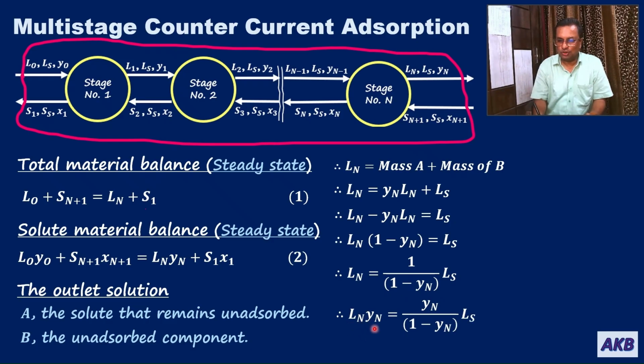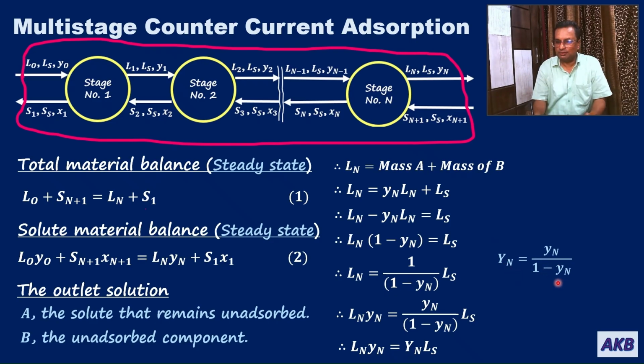So it will be Ln into small yn, that is equal to small yn divided by 1 minus small yn into Ls, and then small yn upon 1 minus small yn is nothing but capital Yn. So therefore you have this equation: Ln into small yn is equal to capital Yn into Ls. In this case, capital Yn is small yn upon 1 minus yn. That is, the term Ln into yn that is present in equation number 2 can be replaced with the term capital Yn into Ls.